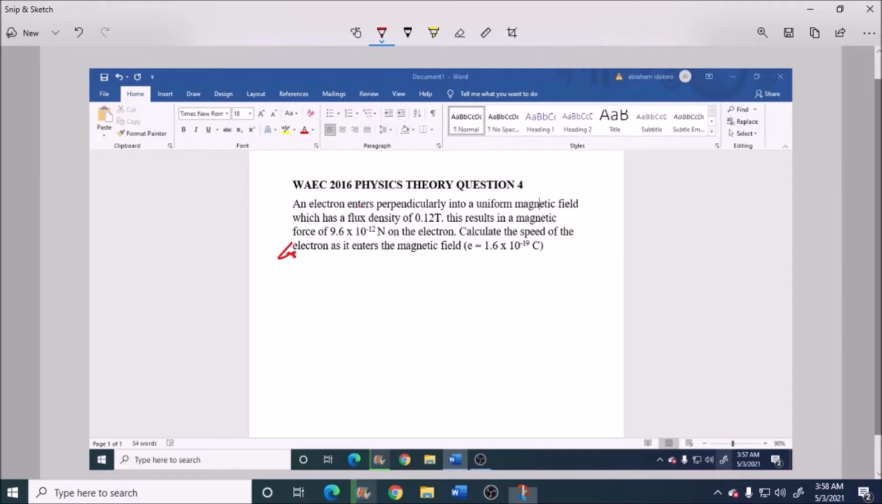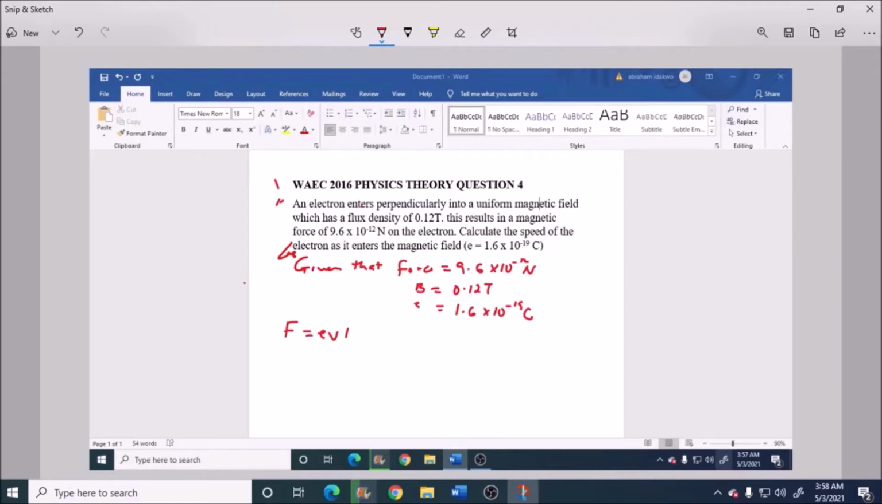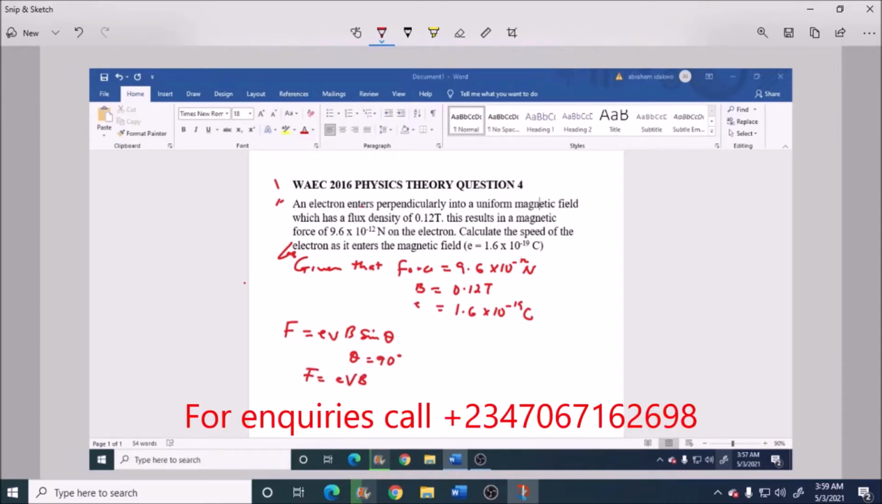Now, given that force is equal to EVB sine theta. Remember, the question says that an electron enters perpendicularly. So if it enters perpendicularly into a uniform magnetic field, then theta will be equal to 90 degrees, and sine 90 is equal to 1. So we have F equal to EVB. Okay, so that suggests that we make V the subject of the formula. So making V the subject of the formula, we have F over EB.